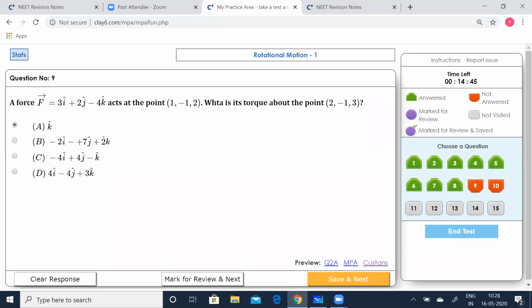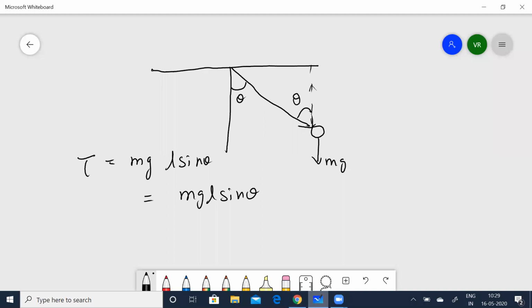A force F vector is equal to 3i plus 2j minus 4k acts at a point 1, comma, minus 1, comma, 2. What is the torque about the point 2, comma, minus 1, comma, 3? It is something very similar to the 8th question which we did. Only thing is here 2 points are given. So we need to find out the displacement and then find out the torque.